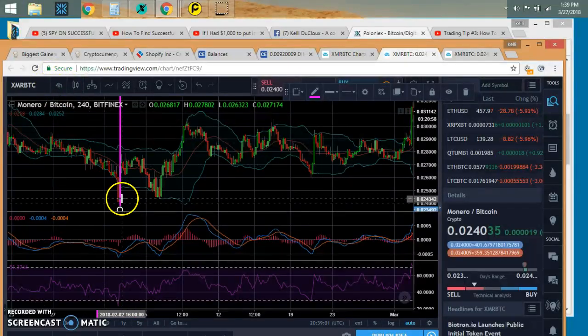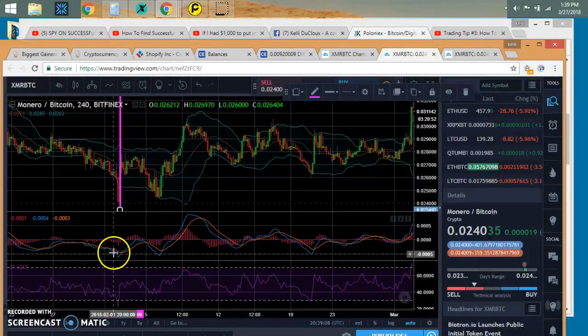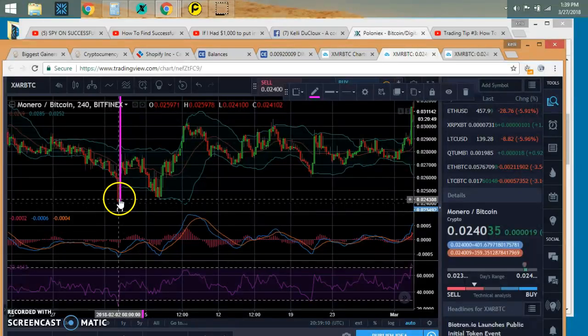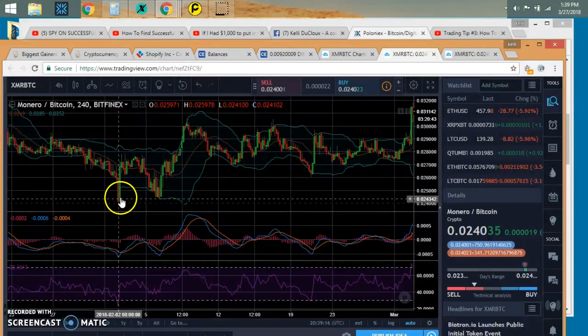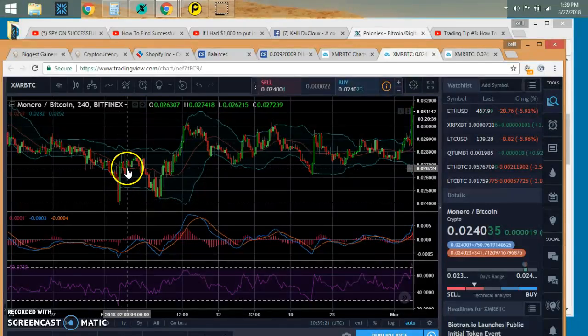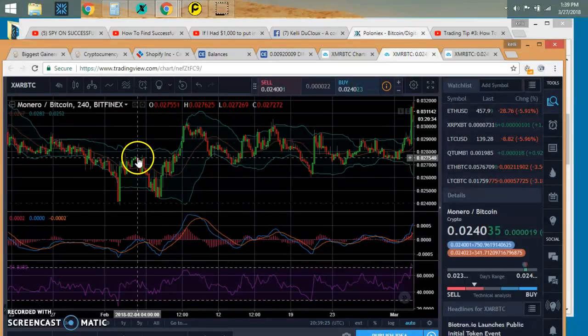So if you were able to get in at, what time was this at? 12 noon, it looks like. Or was it 12 a.m.? 12 noon. Yes. And then you were able to ride this out for the next, and each candle, by the way, each candle represents 4 hours. So this green candle is a 4-hour candle. This one's a 4-hour, 4-hour, 4-hour. So all this time, you could have made money once it got to a high point. Okay, so that's the kind of strategy and analysis I like to do.